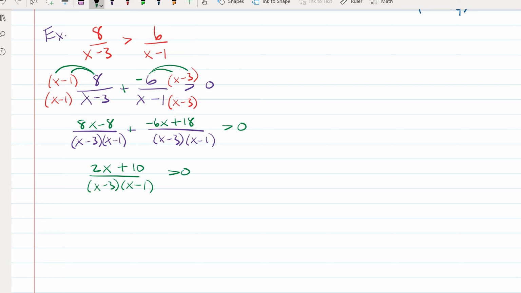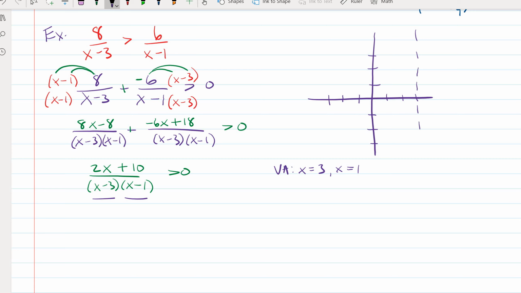So that's the algebra part of this. We now want to look at where this left side function is greater than 0. So let's go ahead and graph it. Okay, vertical asymptotes at x equals 3 and x equals 1. Draw those in. This is degree 1 over degree 2. That's proper, so we have a horizontal asymptote at y equals 0.